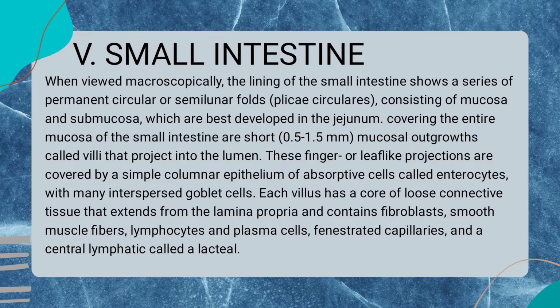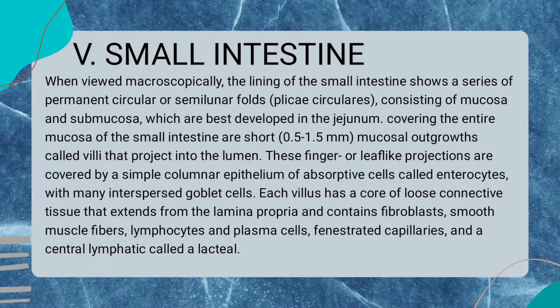These finger or leaf-like projections are covered by a simple columnar epithelium of absorptive cells called enterocytes, with many interspersed goblet cells. In the small intestine, the amount of enterocytes is about 80% of the total epithelial cells. The main function of the enterocytes is to absorb molecules from the gut lumen and transport them toward the surrounding connective tissue and blood vessels.